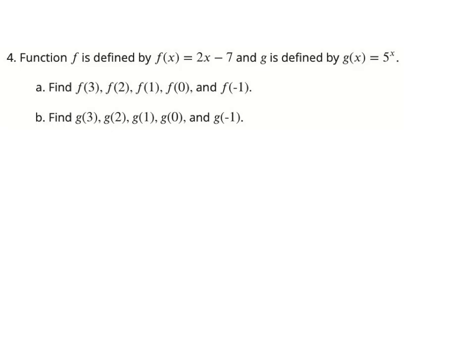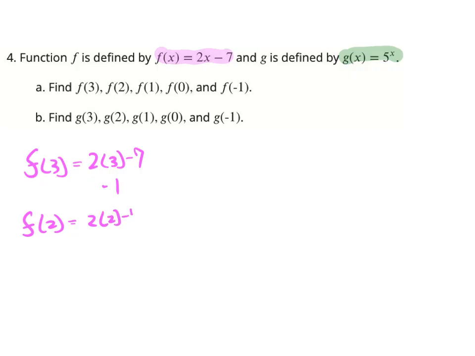A function f is defined by f of x equals 2x minus 7, and g of x is defined by g of x equals 5x. Okay, so for A, we're going to do f in pink and g in green. So f of 3 equals 2 times 3 minus 7. 6 minus 7 is -1. F of 2 is 2 times 2 minus 7 is -3. And if we see the pattern, it's going down by 2 because that's our slope.